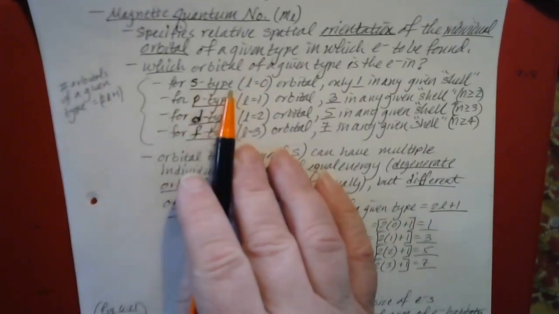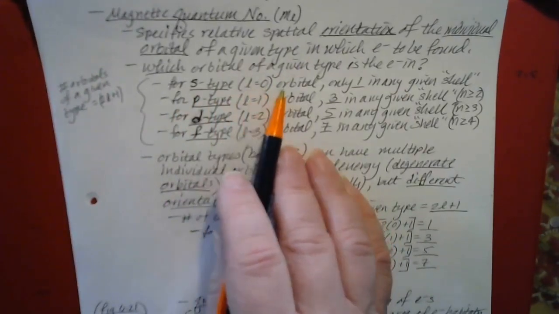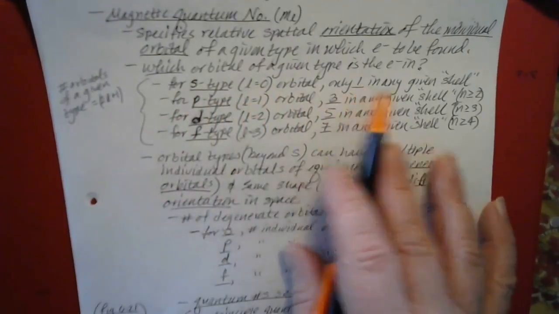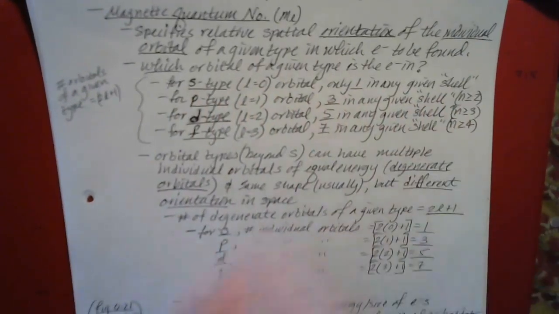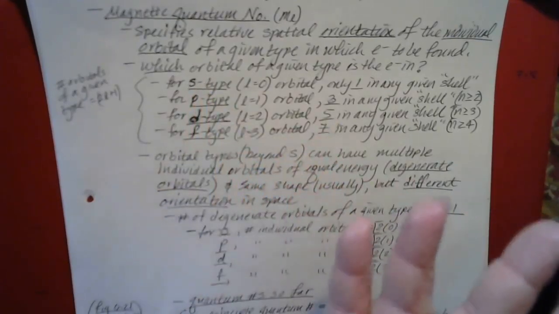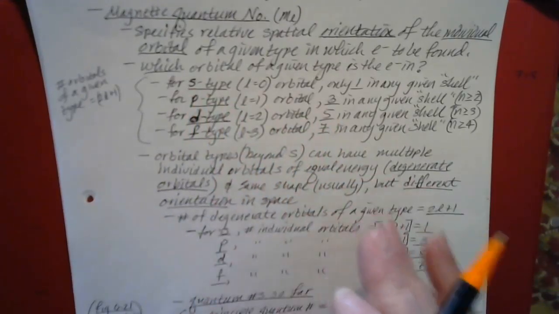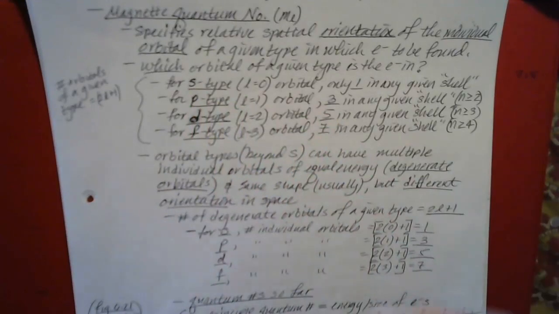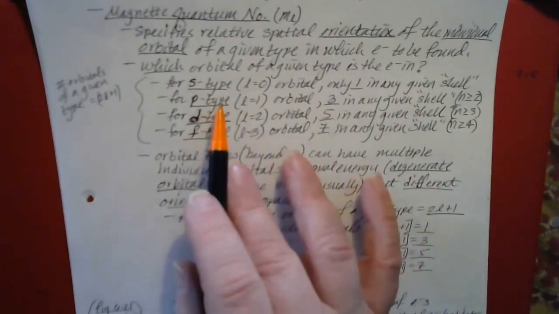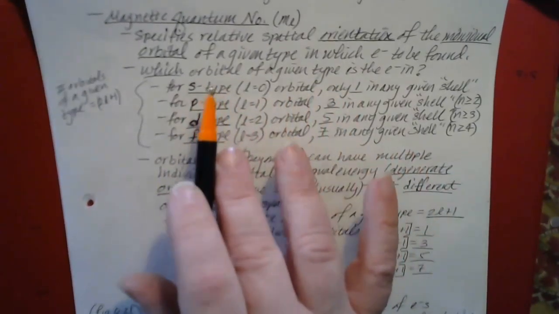For S-type orbitals, or that is orbitals for which the quantum number L is equal to 0, there's only one of them in any given shell. That is any given energy level. That's because S is spherical in shape, and there's only one way that you can orient a sphere, because there are no features on the sphere. It's just a sphere. And if you turn a sphere a little bit, well, it looks exactly the same as it did before. So there's only one way to orient a sphere, and that's why there's only one orbital of the S type in any given energy level.